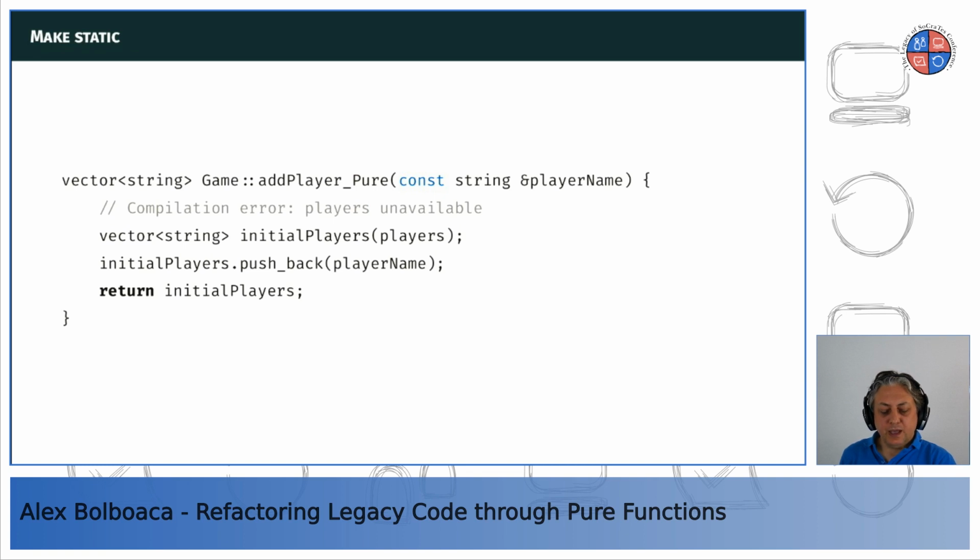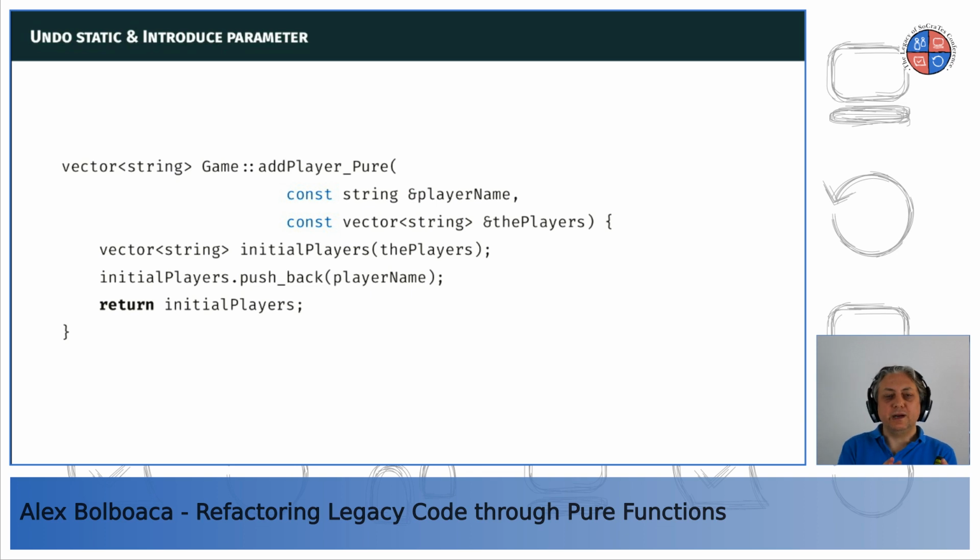Okay, and then I try to make this static, and this is where we see a problem. Players unavailable. Why? Well, you may have noticed that it's a data member. I'm changing a data member, but again, the compiler is telling me that when I try to make the function static. Whenever I see this, first thing, undo the static. I want things to compile, I want things to work. And the next step is to introduce the parameter. So now I'm introducing the players there as the parameters.